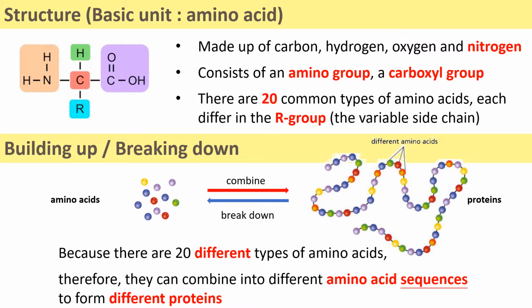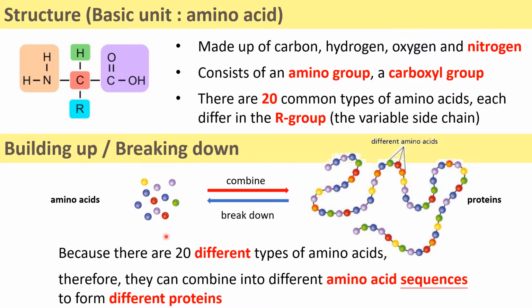So to summarize what we have talked about just now, amino acid is special because it's made up of carbon, hydrogen, oxygen, and nitrogen. Each amino acid consists of an amino group and a carboxyl group that is common among all different types of amino acids. In human, there are 20 common types of amino acids. You have to memorize this number. So how do they differ? The only difference is in the R group, the variable side chain.